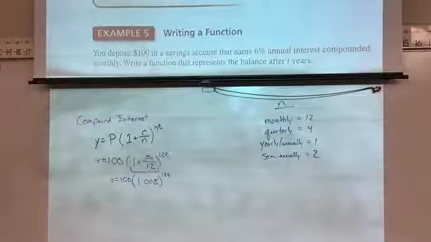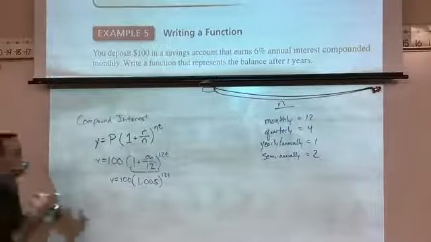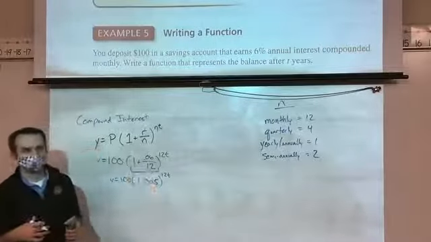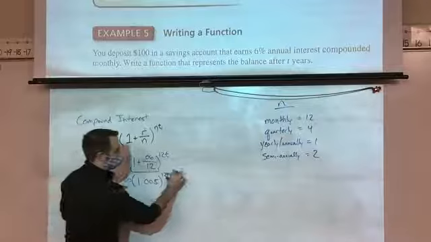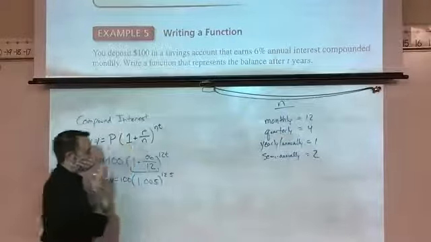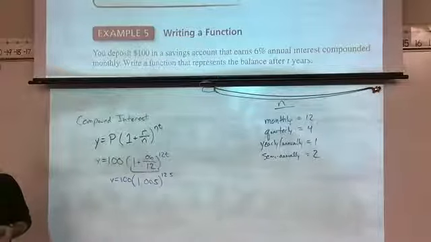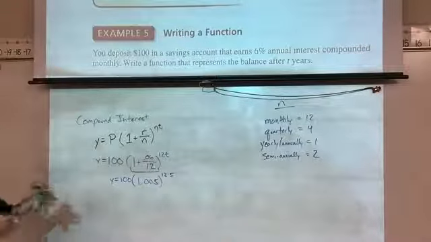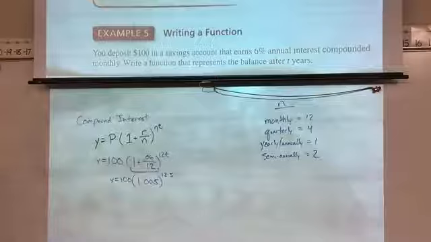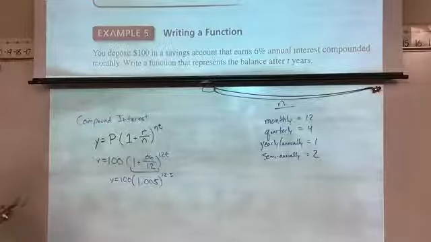Now, if they tell us a number of years, we want to know how much money are we going to have after 5 years. Then we would take a 5 and plug it in for t. We know that's multiplied, so that's 5 times 12, so I'm going to have a 60 as an exponent. Then I can type that right in the calculator.